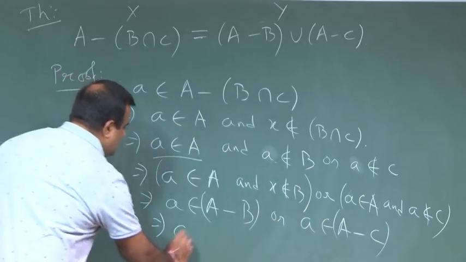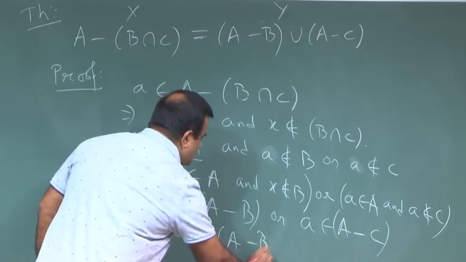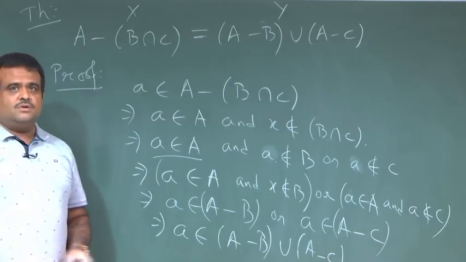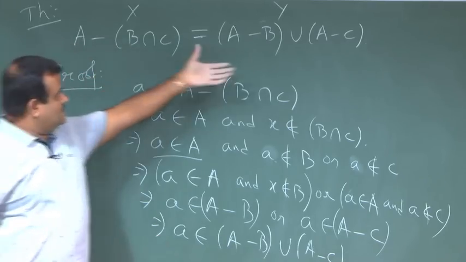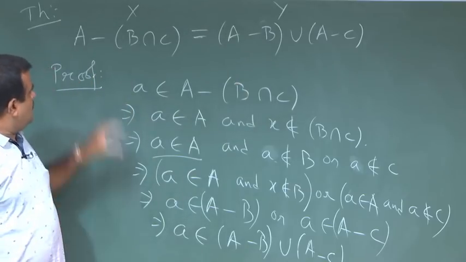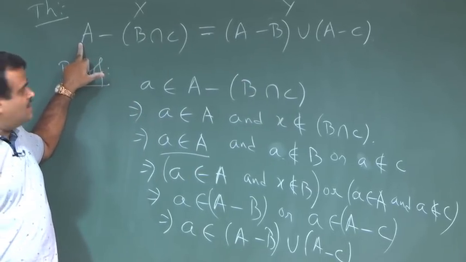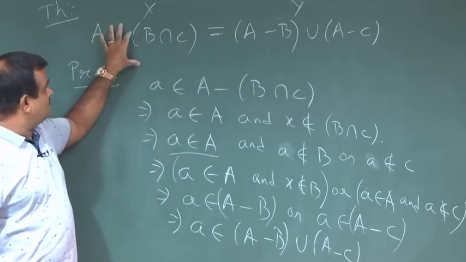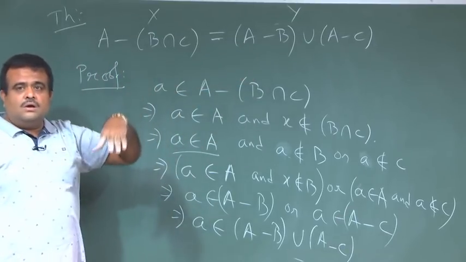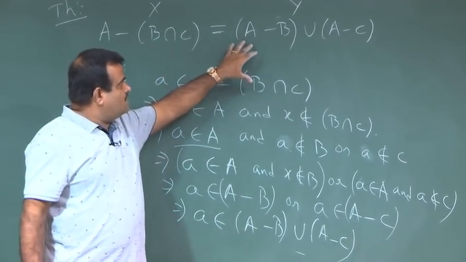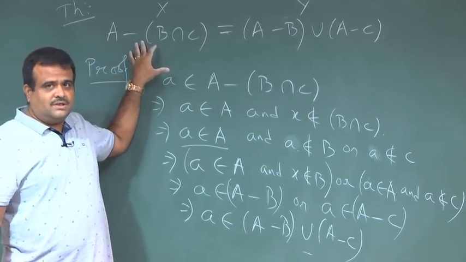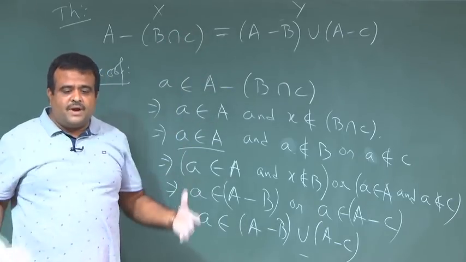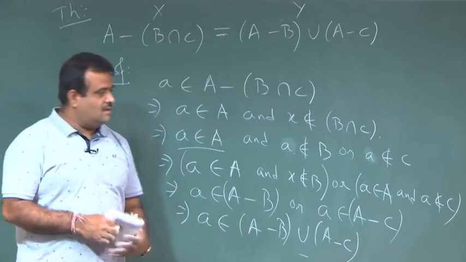Now, these two will give us A minus B intersection A minus C, sorry, union A minus C. So, this is the set. If we take an element from this set, we can easily show that this is an element of this set. So, this is a subset of this. Now, the other way around, if you take an element of this set, that will be an element of this set. So, that is telling us this is a subset of this. If we combine these two, we can get this result.